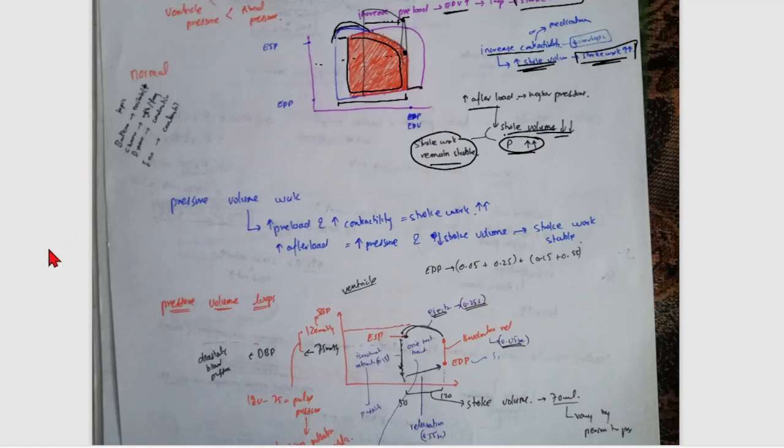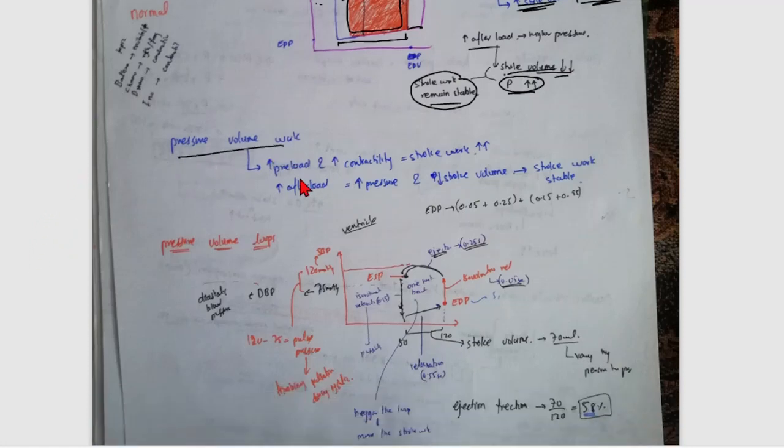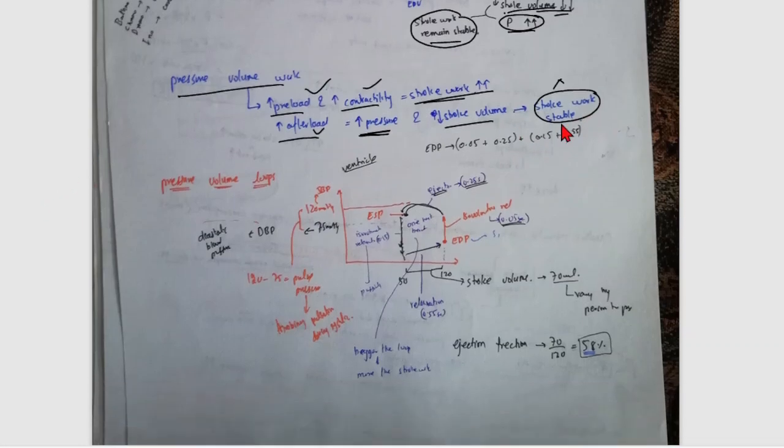Okay, now pressure volume work. If you increase the preload and contractility, stroke work increases. Okay, if you increase the afterload, the pressure load is increased, stroke volume is decreased, but the stroke work is stable. Okay, preload and contractility increase the stroke work, but increased afterload does not increase the stroke work.